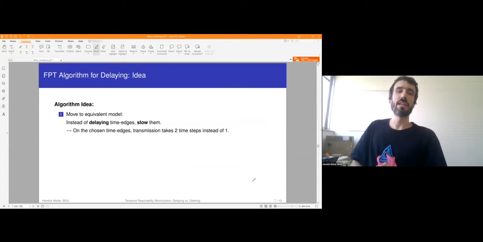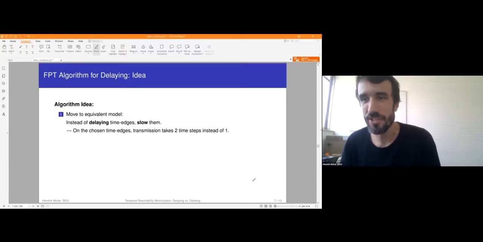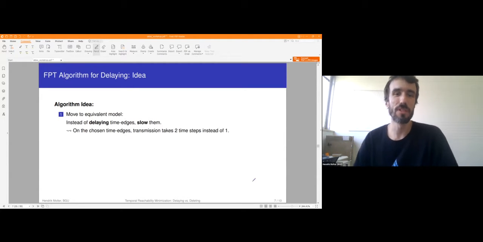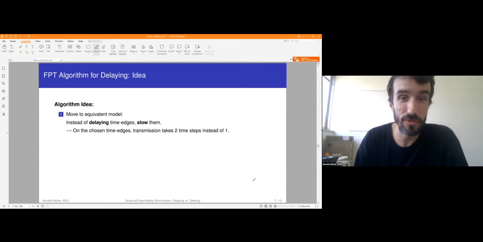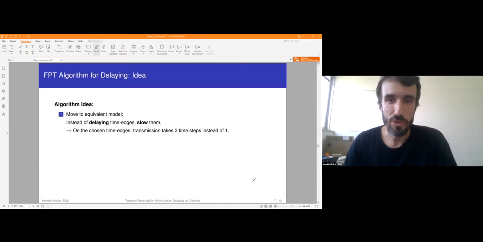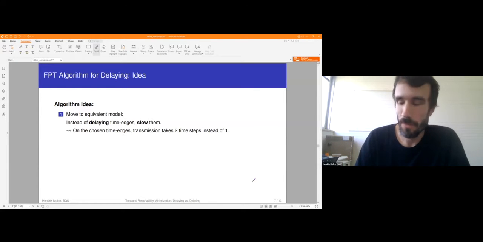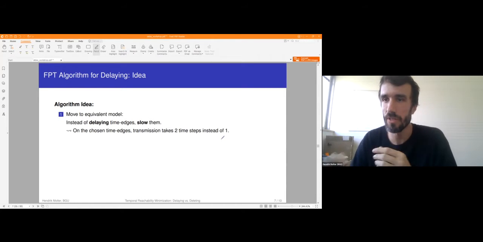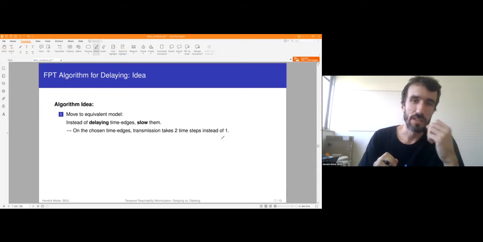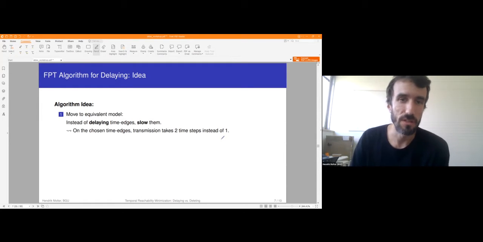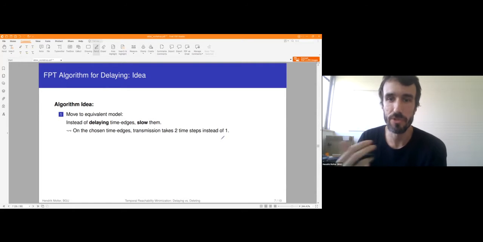And the first step is that we actually change the modification that we want to do, and show that for our problem it's equivalent. So instead of delaying, which to us means we increase the label of the edge, we slow them. And intuitively that means that if you think about transmission times, it now takes 2 time steps instead of 1 to cross an edge. And we can show that for our problem, delaying by 1 time unit versus slowing is actually equivalent.